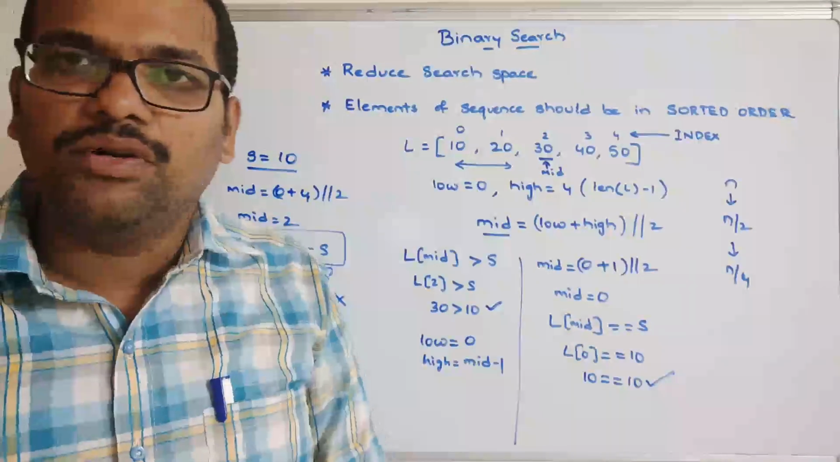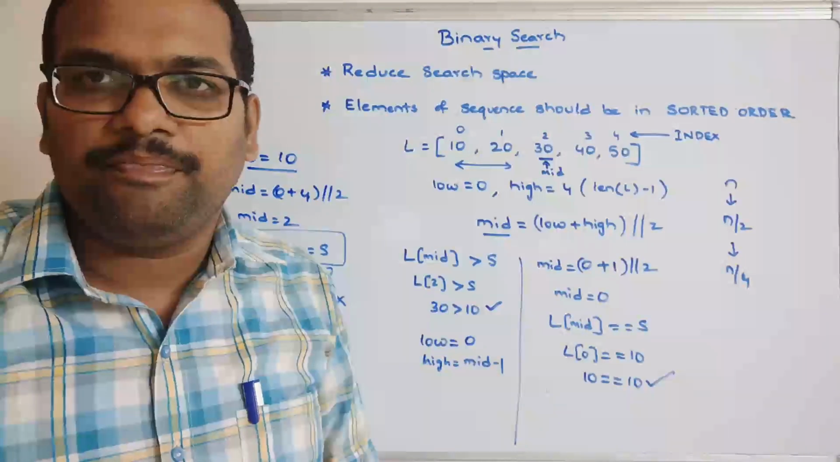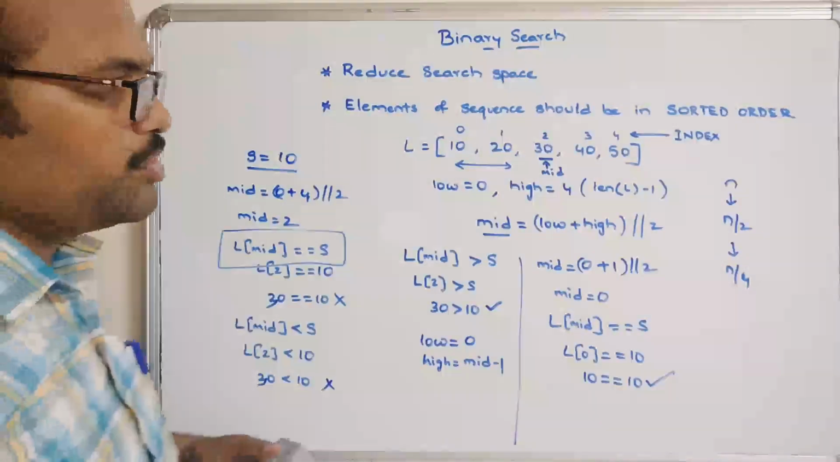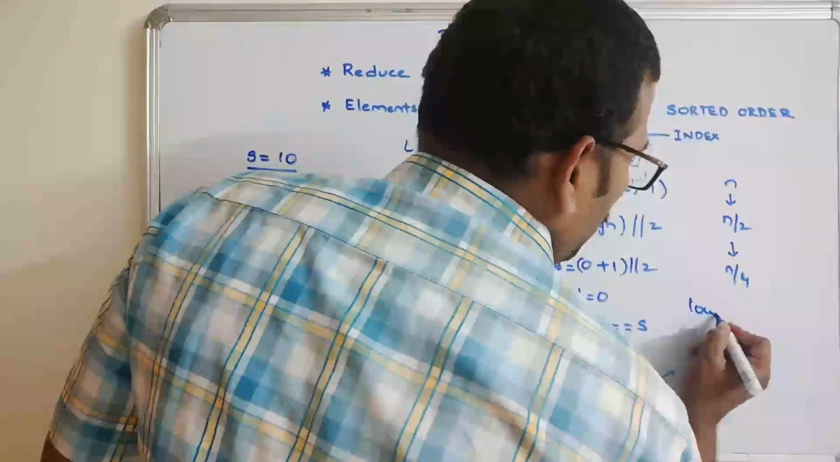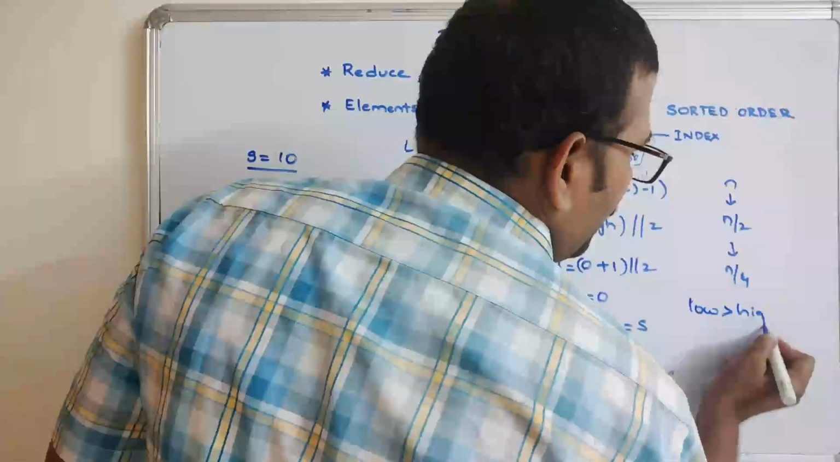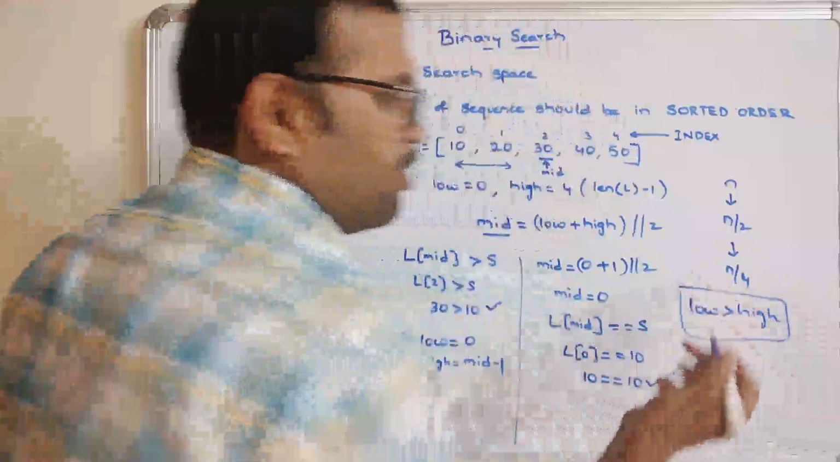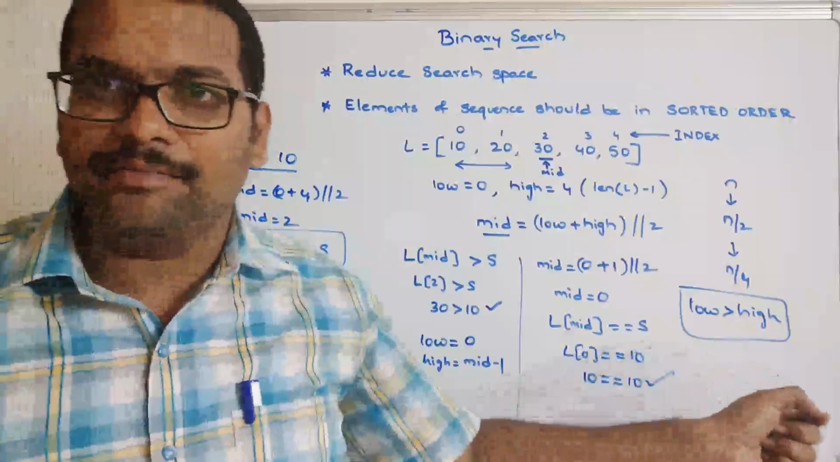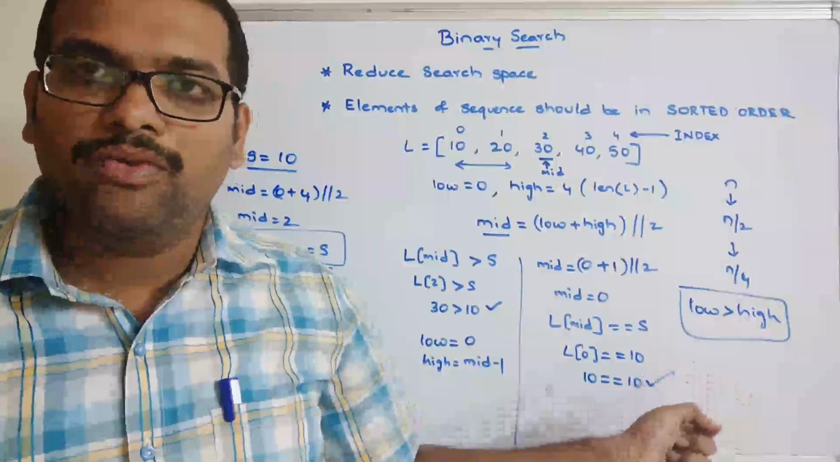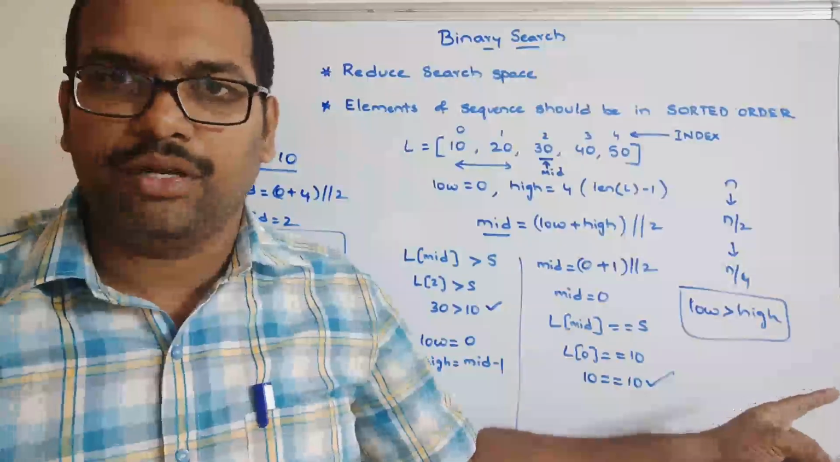Otherwise, the search will be not found. Hope you understood. If low is greater than high, that implies the element is not there. So low should always be less than high. The low value should always be less than high. That we know that, right?